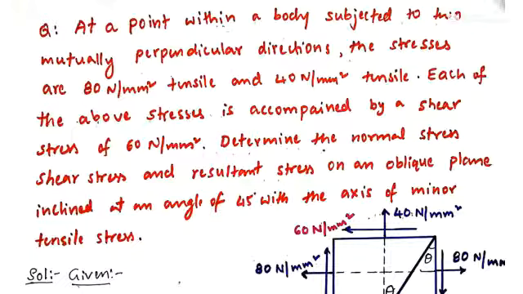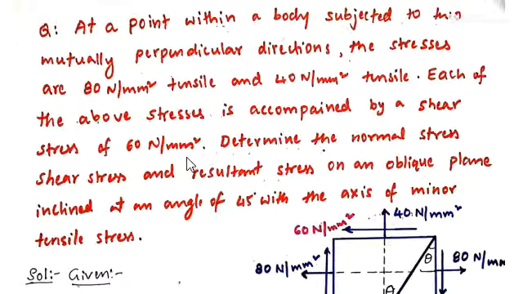Now we are seeing a problem from the topic principal stresses and strains. Let us see the problem. A point within a body is subjected to two stresses in two mutual perpendicular directions, and the values of stresses are 80 Newton per mm square, that is tensile, and 40 Newton per mm square, that is also tensile. Each of the above stress is accompanied by a shear stress of 60 Newton per mm square.